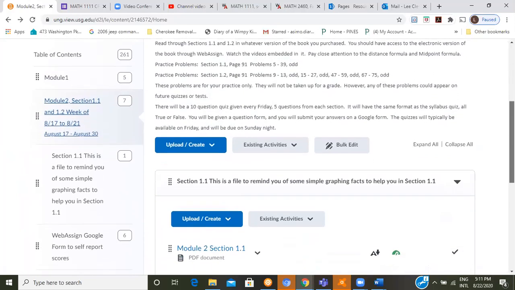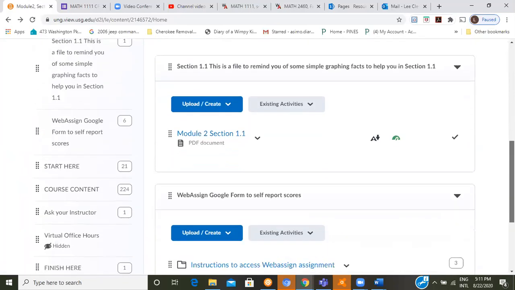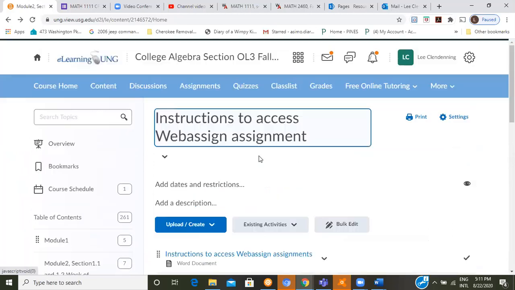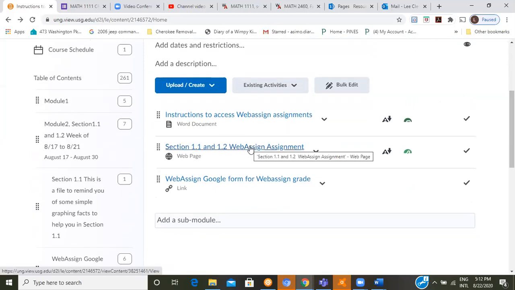All right. So I posted a little file to try to help you with some graphing facts. And now we're getting to WebAssign assignments. I posted a file to help you access the WebAssign assignment, the actual assignment, and then again, the Google form. Now the Google form on this is slightly different. Let me point out the 1.1 and 1.2 WebAssign assignment.